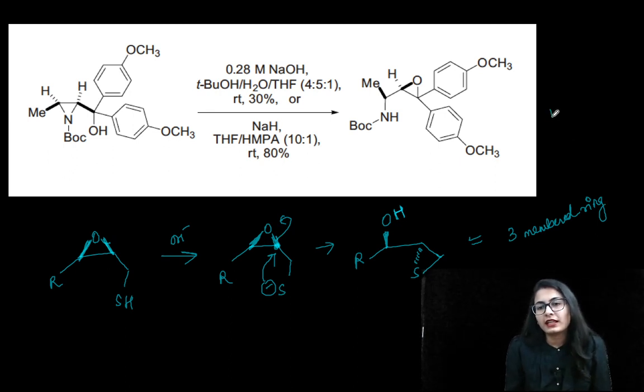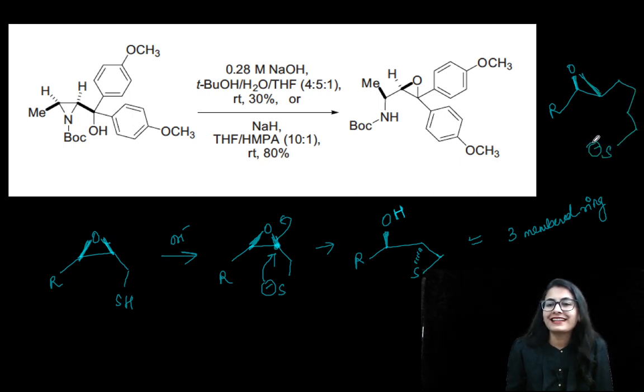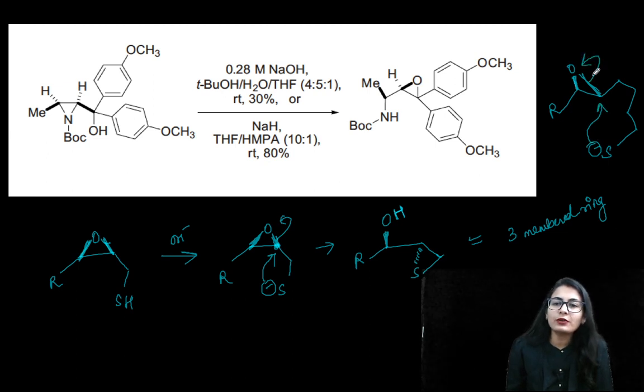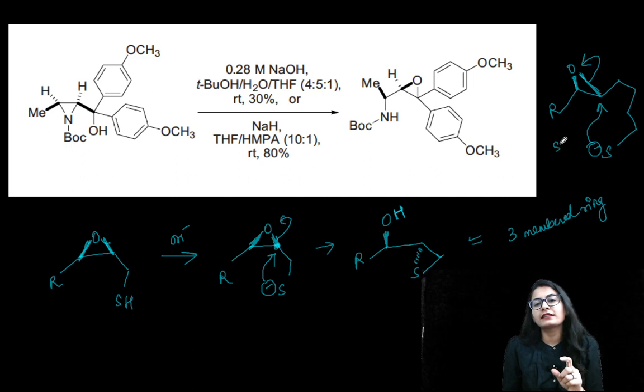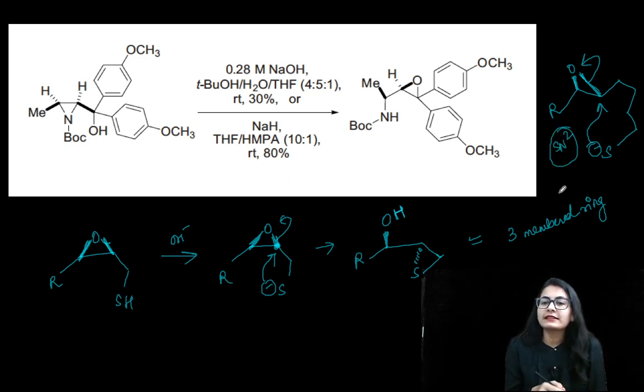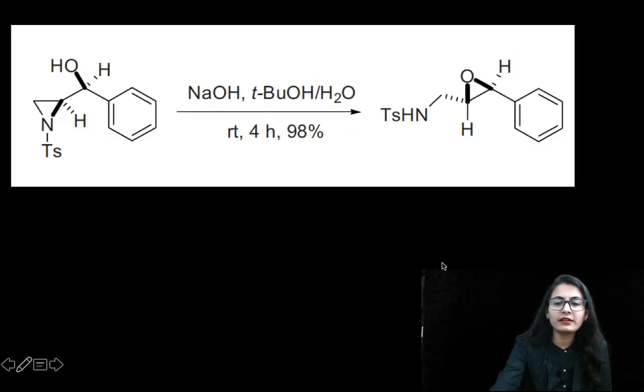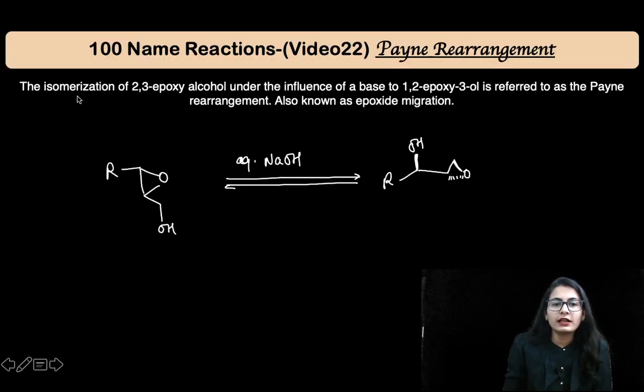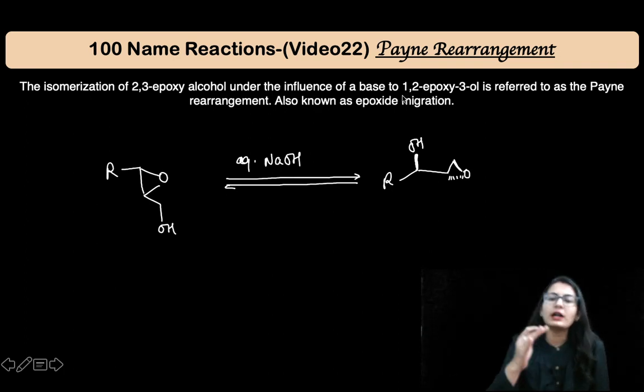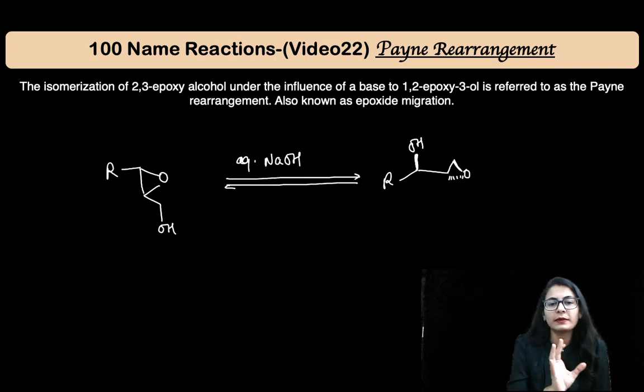You cannot say that, let's say you have a very big molecule like this with a huge chain, and the sulfide is going to attack over here, are you going to call it the Payne rearrangement? This is a simple SN2 reaction to form a big ring, let's say 1, 2, 3, 4, 5, 6-membered ring. But it is not Payne rearrangement. Payne rearrangement is when you are talking about a 2,3-epoxy alcohol or aziridine under the influence of a base to give you another three-membered ring. That is what the Payne rearrangement is.